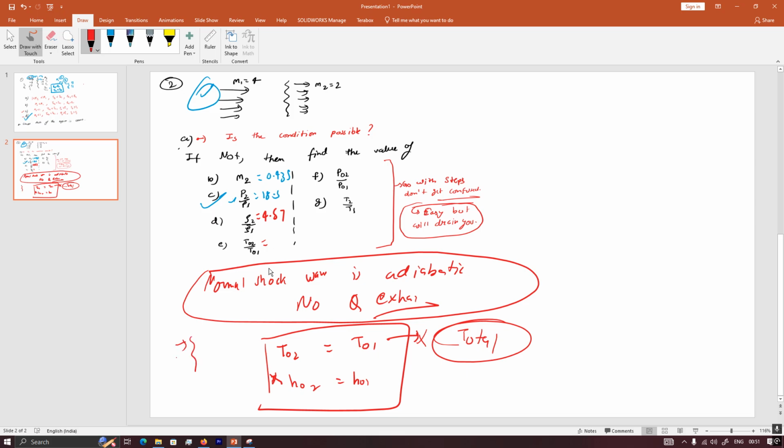The friction in the normal shock wave will cause irreversibility, and that irreversibility will lead to the entropy change only because of total pressure loss. Temperature loss is not happening. So T naught 2 by T naught 1 we don't have to calculate, we can just use 1.